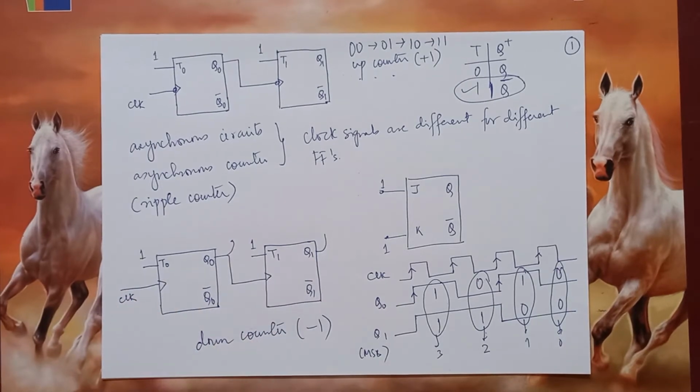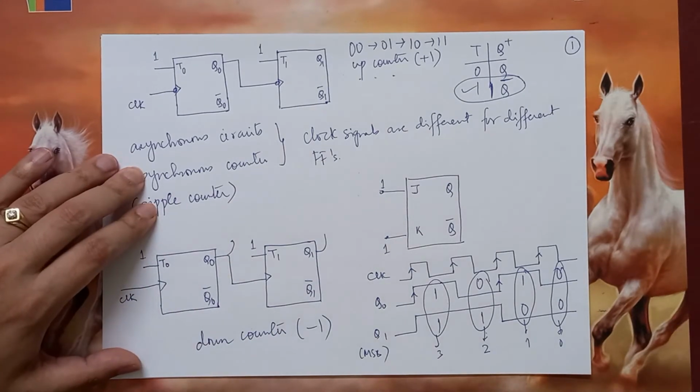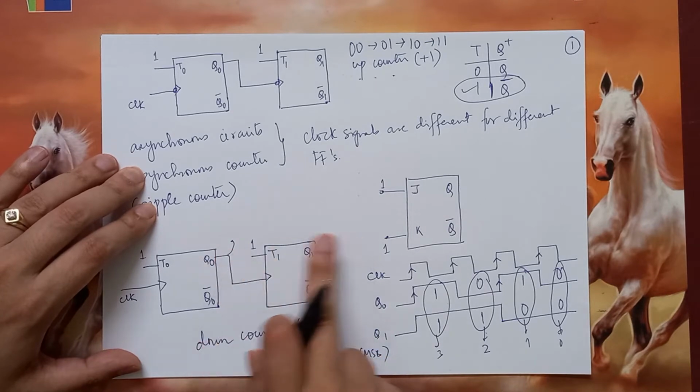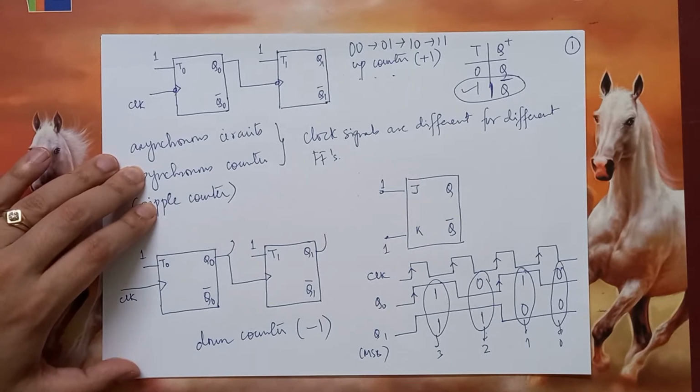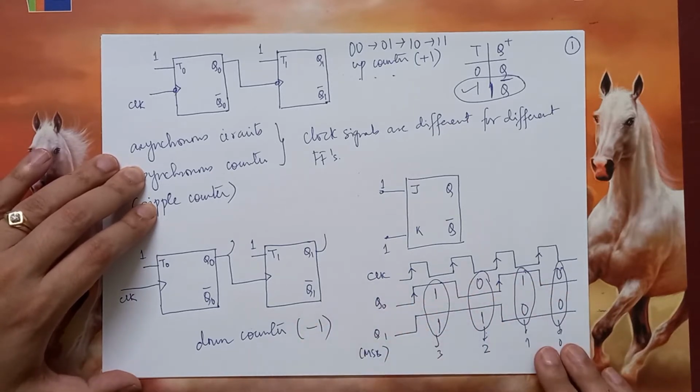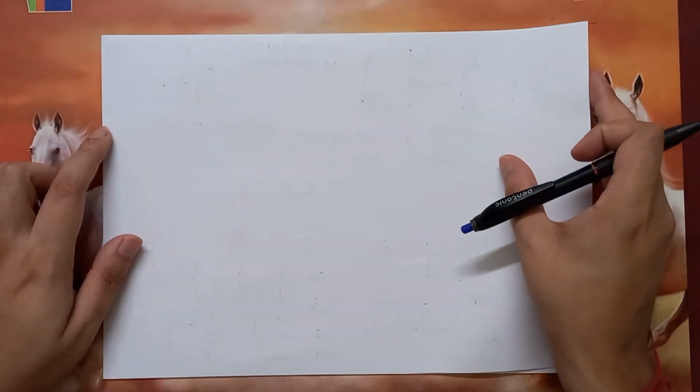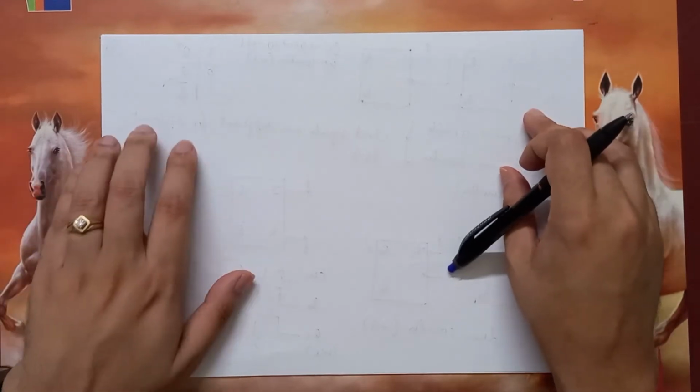But the question is then, can positive edge triggered flip-flops be used only for down counting, not for up counting? Well, no. In that case, rather than looking at Q1 and Q0, we can look at Q1 bar and Q0 bar, because they will be exactly the opposite of Q0 and Q1 respectively. Let's see how that works out. So, the same circuit using the positive edge triggered flip-flops.